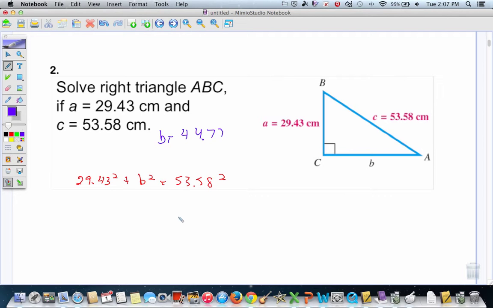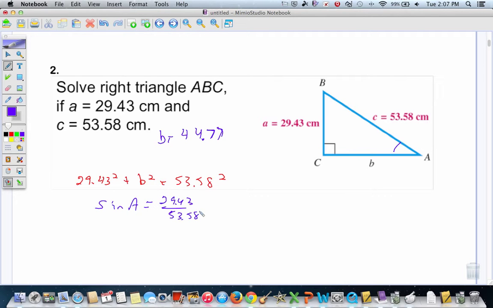Now, to solve for either angle A or B, we're going to use, first of all, the given information as much as possible because this was an estimated side, 44.77. So we want to use given information. So if I look at angle A first, the opposite side is 29.43. The hypotenuse is 53.58, which tells us the sine of angle A is equal to 29.43 over 53.58.